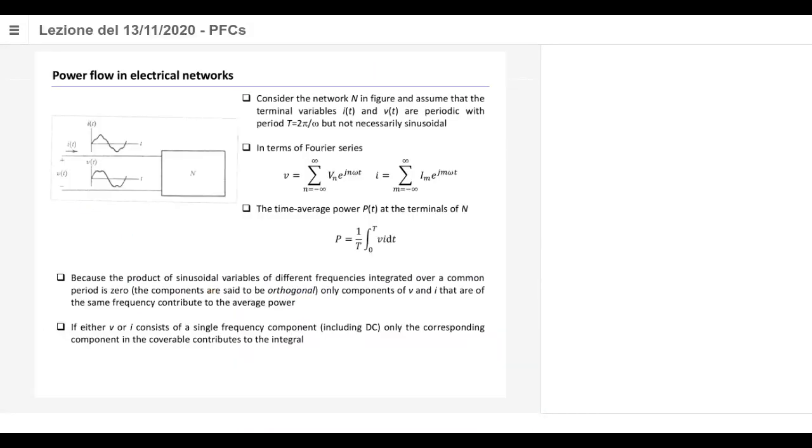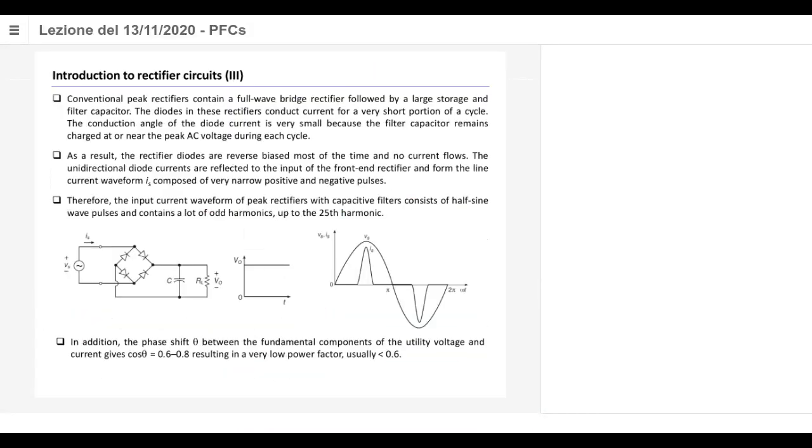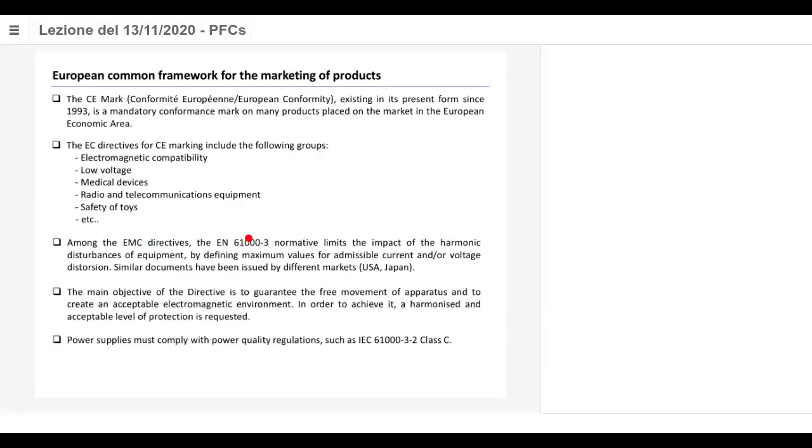having a look at what kind of normatives are typically issued to, say, guarantee a clean environment in which you can operate your equipment safely. For example, the CE mark, which is a mandatory label that you have to put on your product if you want to sell it, for example, in Europe.